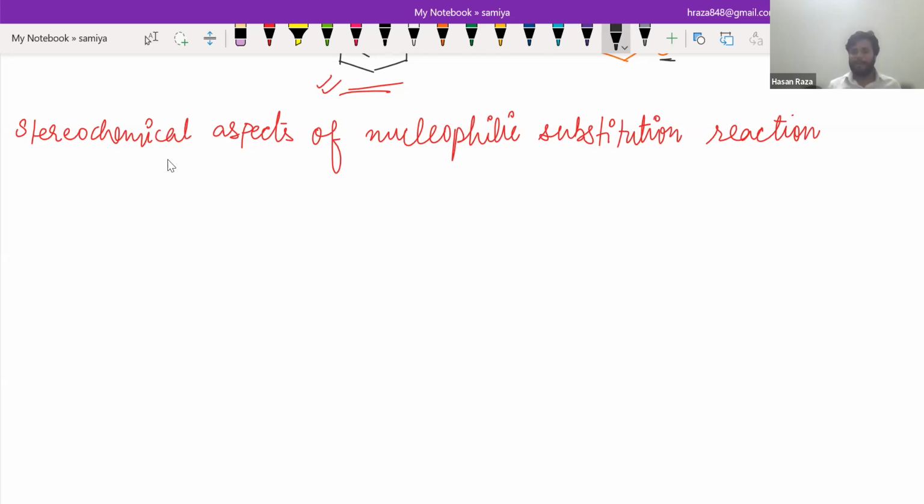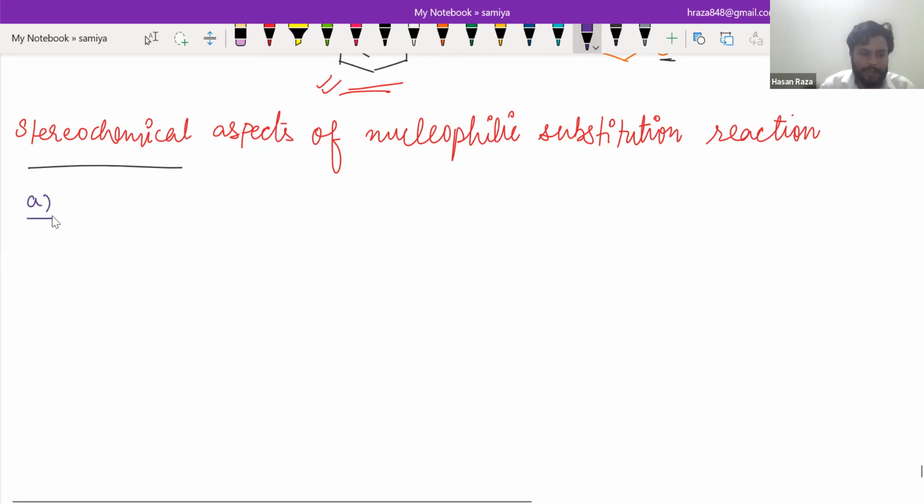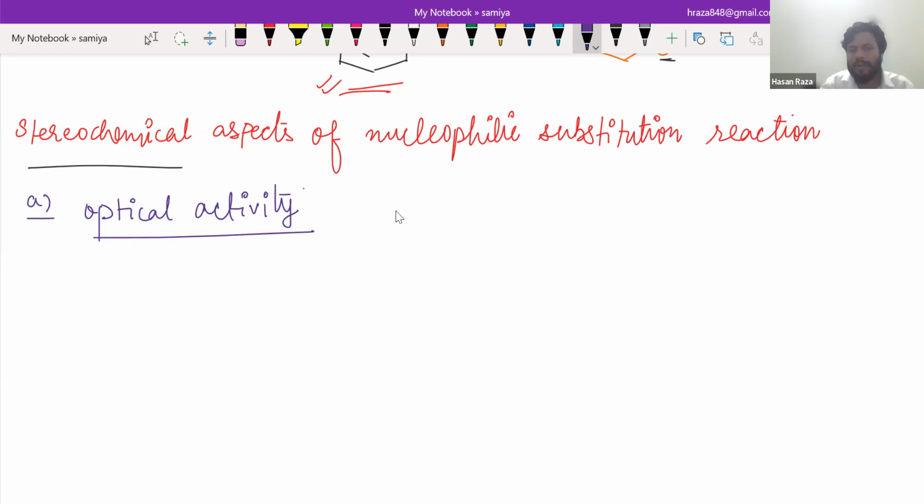And you know what optical isomerism is all about? 3D. Since we know that carbon is tetrahedral in geometry, that means the shape or geometry will be in 3D. And that's why there will be a concept of stereochemical. So the first term that I'm going to use is optical activity. There are two types of compound. One is optically active compound and another is optically inactive compound.